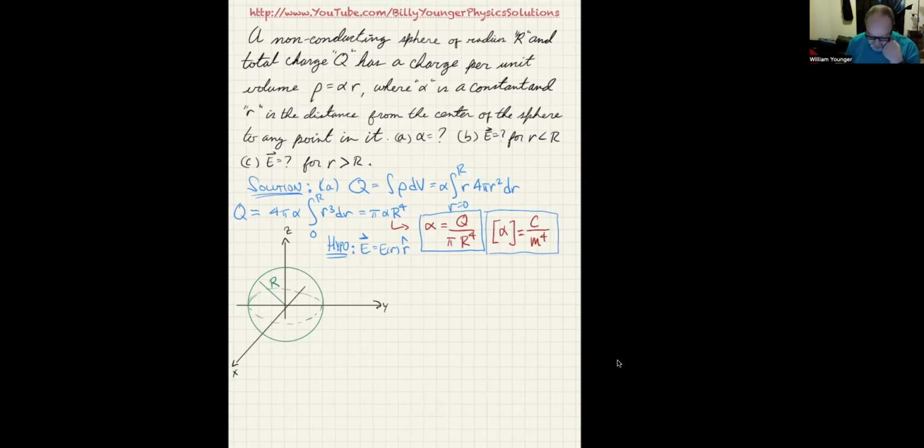Anyways, now that I have that, I'm going to do part B, the left-hand side. The left-hand side of Gauss's law is the closed integral of E dot dA. In order to do that, I need my Gaussian surface. I haven't drawn that yet, so I'm going to draw it now.